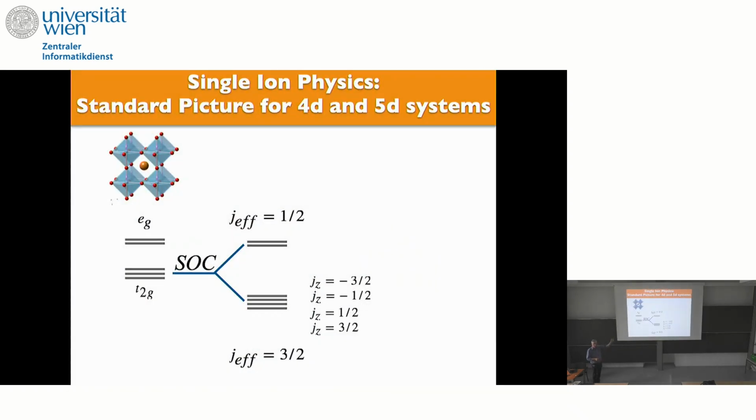And of course, this is the standard single ion, one electron picture that you get for the d levels in the transition metal O6 octahedra. You get the Eg T2g splitting by the octahedral crystal field, and then if you apply spin orbit coupling, you split the t2g levels into a low energy quartet that has a J effective of 3 halves and a high energy doublet.